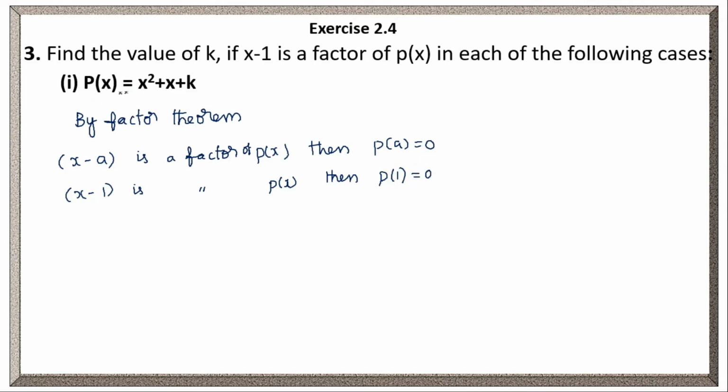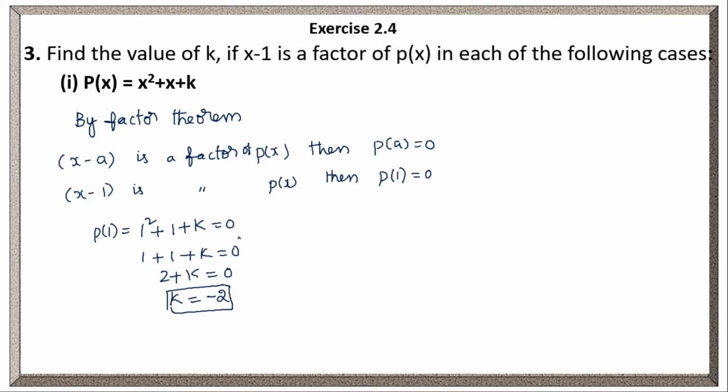Here what is p of x? x square plus x plus k. So p of 1 means 1 square plus 1 plus k equal to 0. Here 1 square value is 1 into 1, 1, plus 1 plus k equal to 0. 2 plus k equal to 0. k equal to, if I take plus 2 to other side, it will become minus 2. Yes? In this way we can find the value of k by using factor theorem.